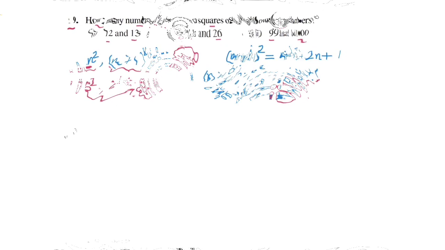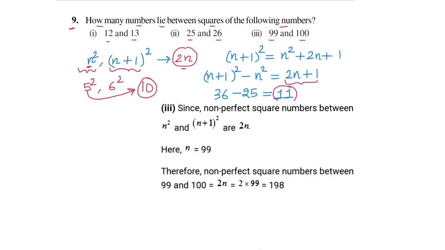So let's start doing this part. Now you can see here that the non-perfect square numbers between n square and n plus 1 whole square are 2n. This is the main concept that we will use in this question. So what we are going to find between the squares of two consecutive numbers are non-perfect squares. This concept can only be used when we have two consecutive numbers. So n will be 99, as this is smaller. So let's start doing part 3.